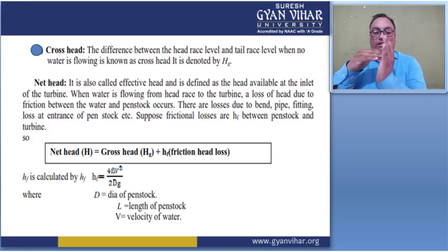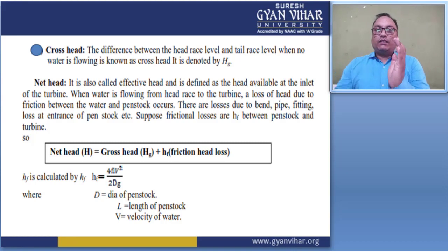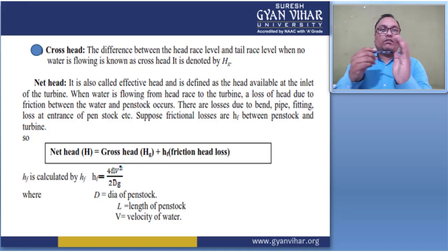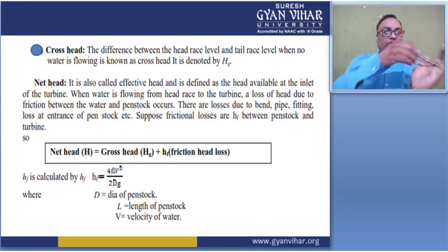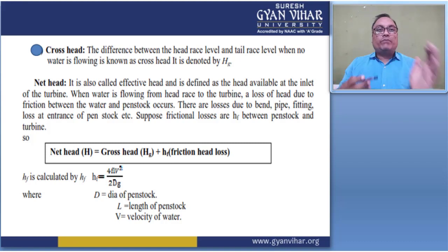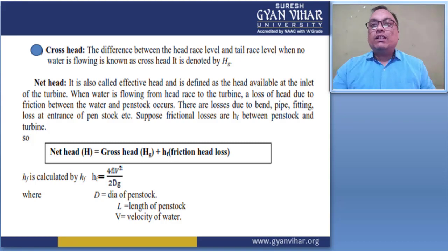Suppose this is the jet, and this jet strikes this bucket, and this creates a force on this bucket also. So by Newton's law, due to this force, this bucket moves, and all the buckets are connected on the periphery of the shaft. So this bucket is moving, then another bucket comes, then another bucket comes. So it revolves in a circular motion.